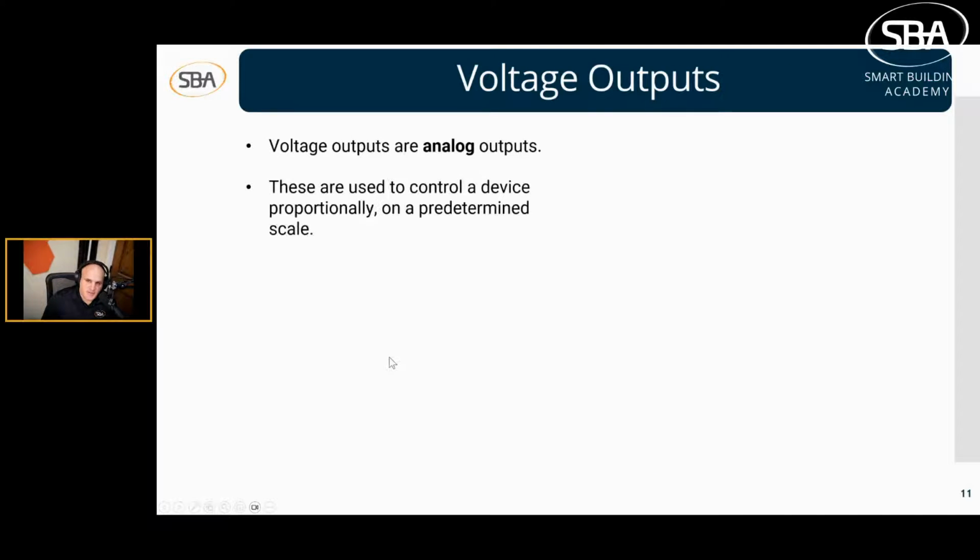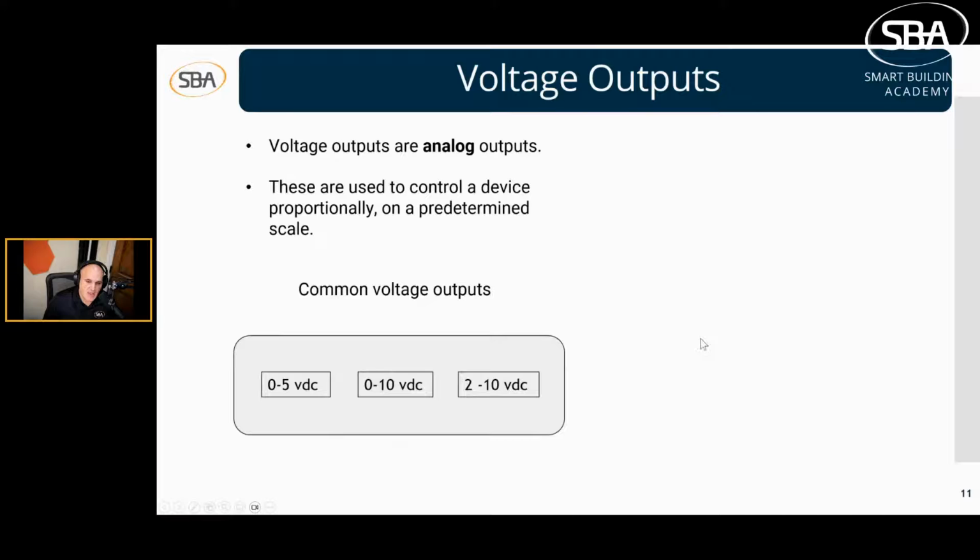Voltage outputs. Voltage outputs are analog outputs. These are used proportionally on a predetermined scale. Most common are 0 to 5, 0 to 10, or 2 to 10. And if we were to put these in milliamps, 2 to 10 would be 4 to 20, 0 to 10 would be 0 to 20 milliamps, and 0 to 5 would be 0 to 10 milliamps. So that is what they convert to on the amperage side.